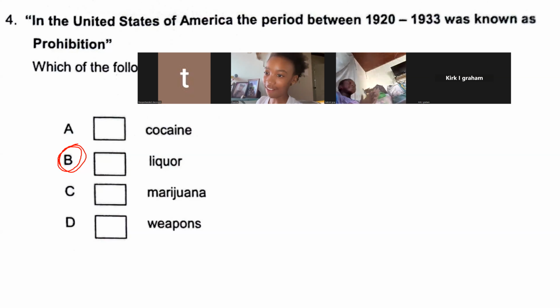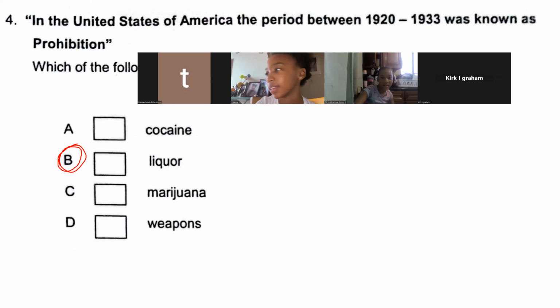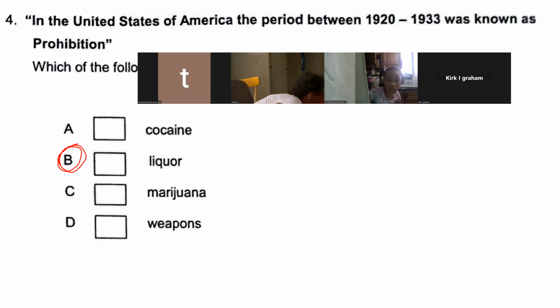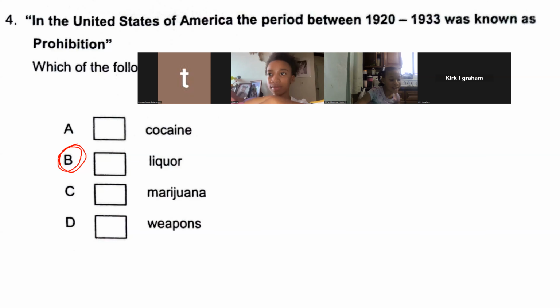During what years was liquor prohibited? In the United States of America, where we had prohibition, where liquor was not permitted, during which years? 1920 to 1933. Very good. I didn't hear you properly because you were glitching. Okay, all right, go ahead, Kirk.